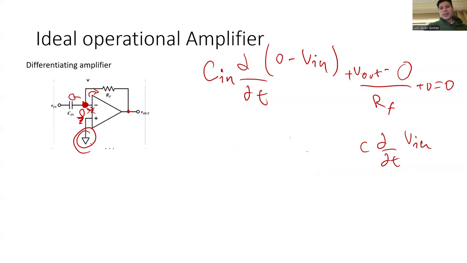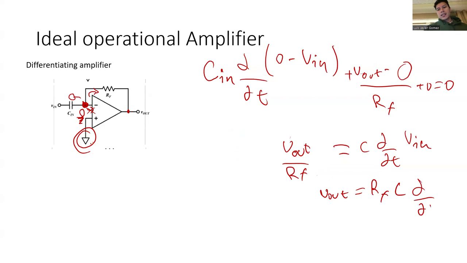So here we have V out over RF equals C dVin/dt. And then we have V out equals RF C d/dt Vin. So basically, whatever voltage in we put in, what we're going to get out is the time derivative of that voltage amplified by a factor R times C. So that's why this is called the differentiating amplifier, because it takes the derivative of our input voltage. Are there any questions about this?